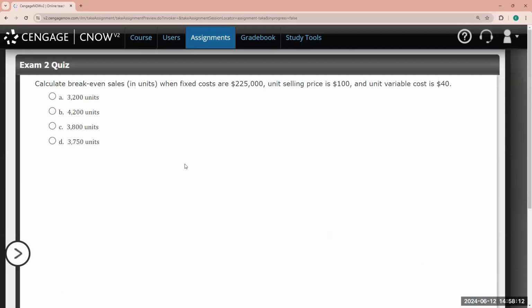Here it asks us to calculate the break-even sales in units when fixed costs are 225,000, the unit selling price is 100, and the unit variable cost is 40. As we know, our break-even in sales is as follows. Here we have our fixed costs divided by our unit contribution margin.